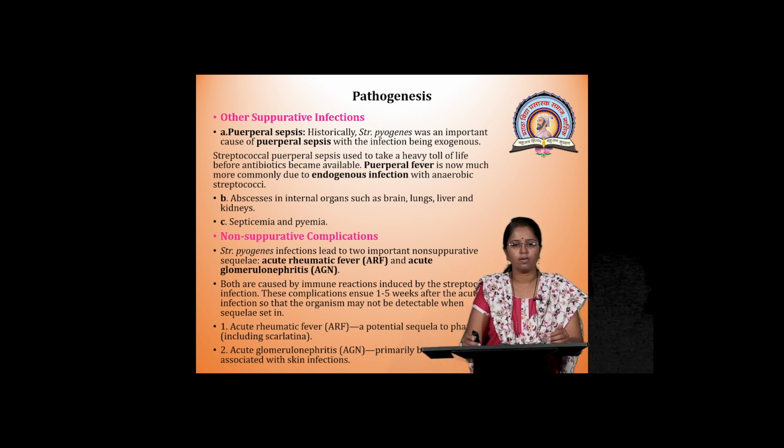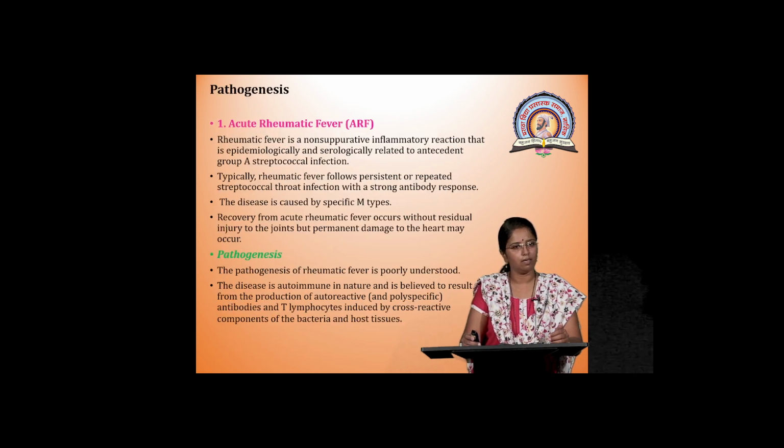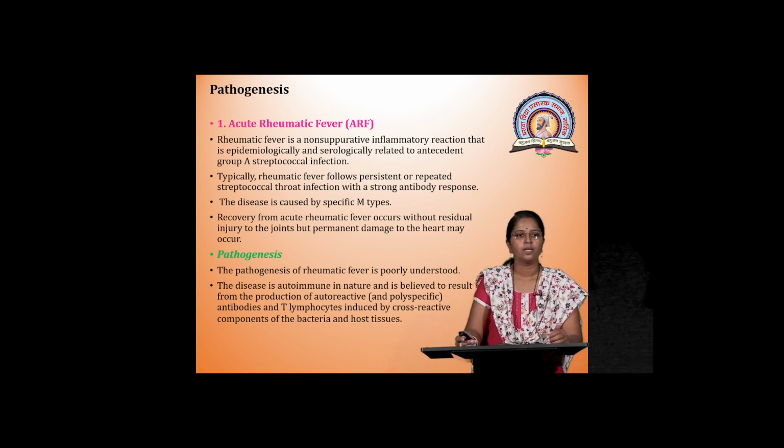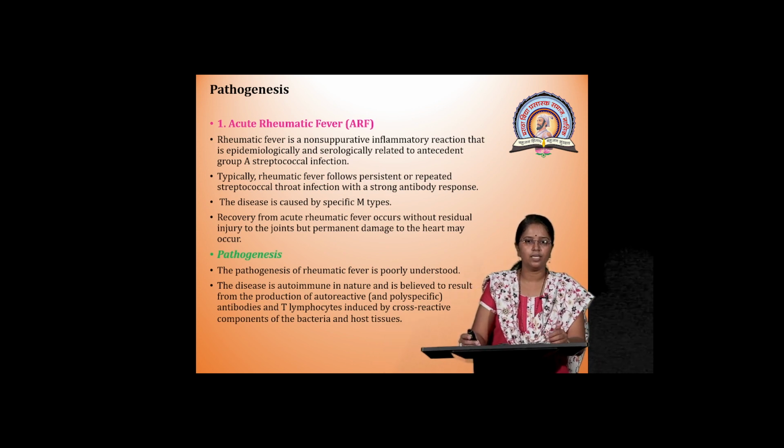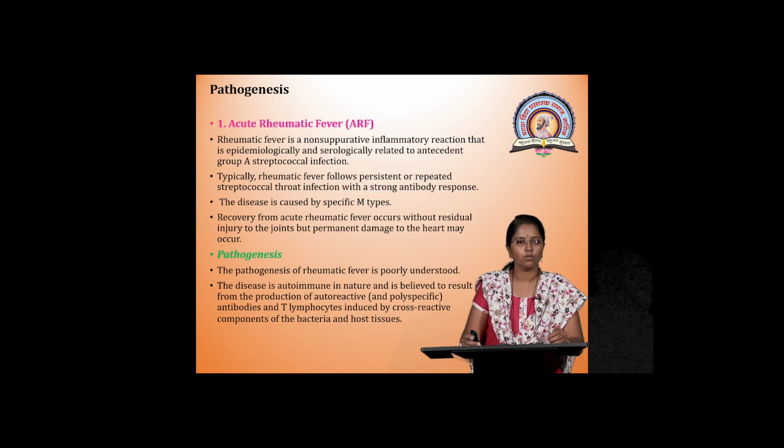Acute rheumatic fever is a potential sequel to pharyngitis, and acute glomerulonephritis is primarily but not exclusively associated with skin infection. Acute rheumatic fever is a non-suppurative inflammatory reaction that is epidemiologically and serologically related to antecedent group A streptococcal infection. Typically, rheumatic fever follows persistent or repeated streptococcal throat infection with a strong antibody response. The disease is caused by specific M types. Recovery from acute rheumatic fever occurs without residual injury to the joints, but permanent damage to the heart may occur.